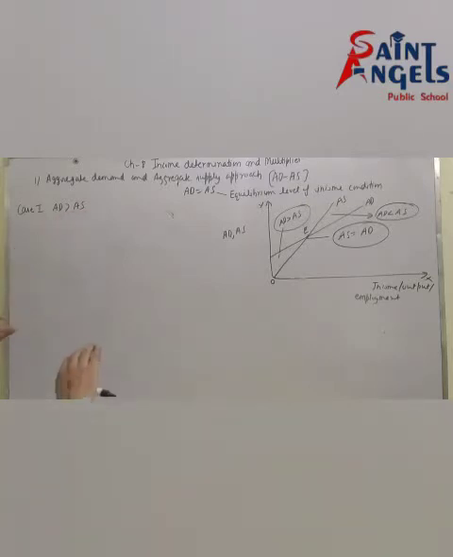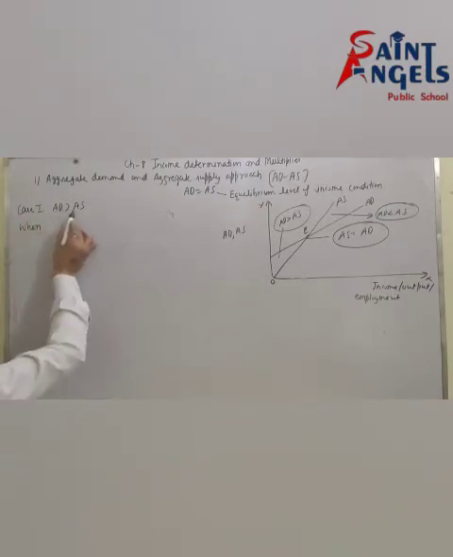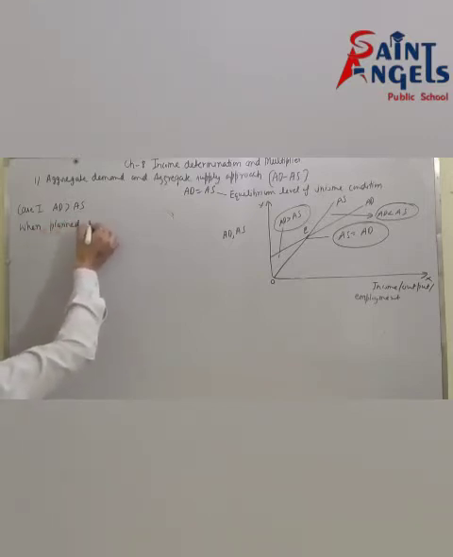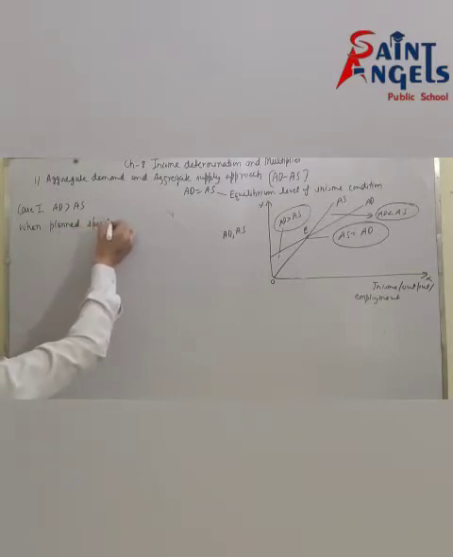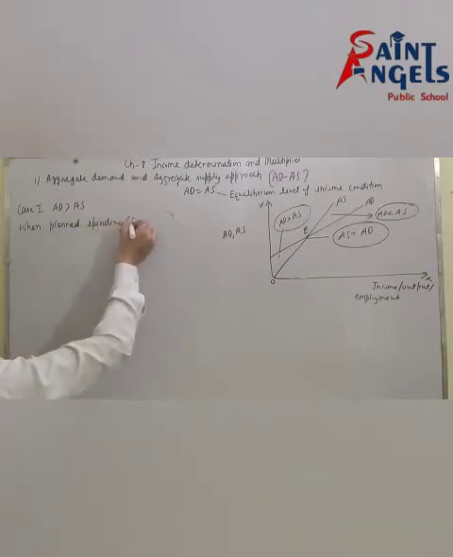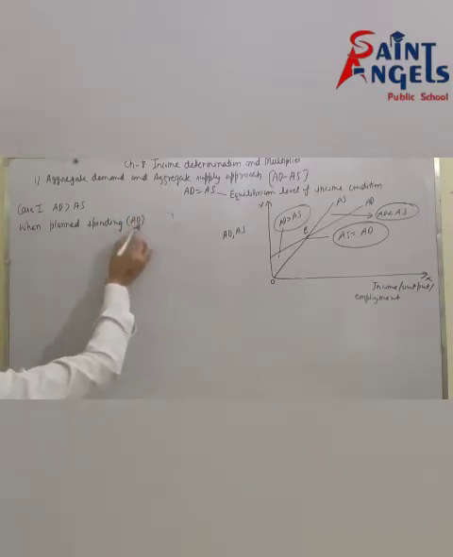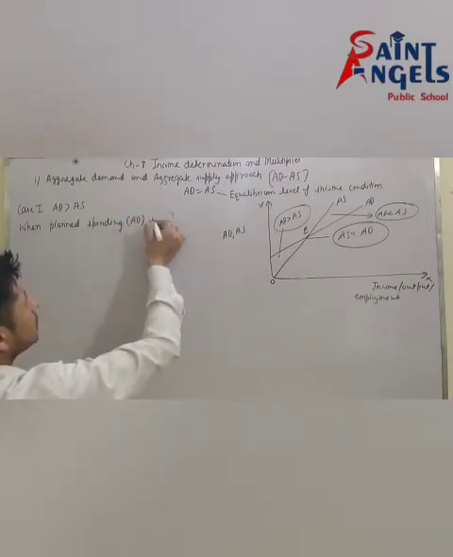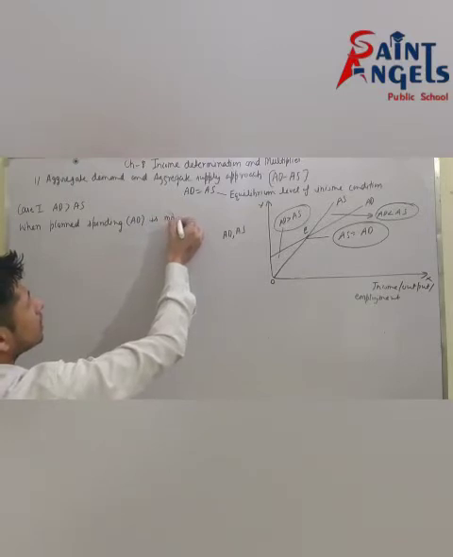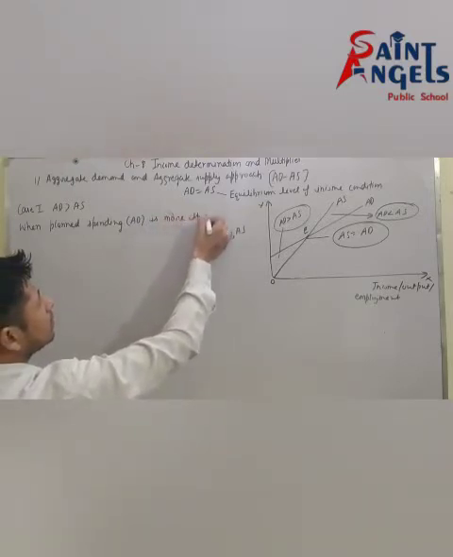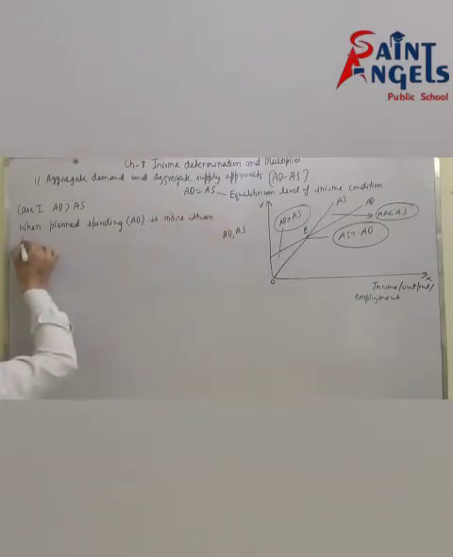But now please see the meaning of this. When aggregate demand is greater than AS, when planned spending, planned spending means AD, when planned spending is more than planned output.